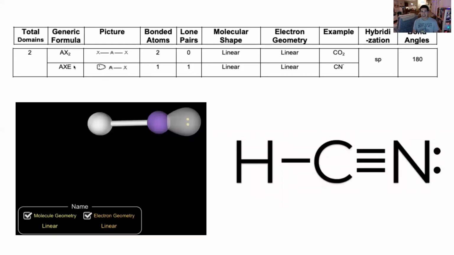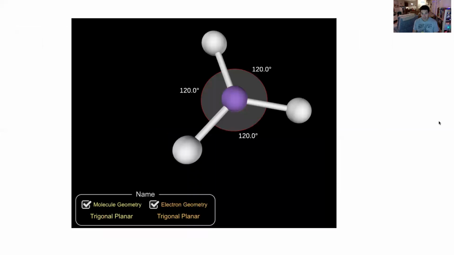All right, and the AXE, if we look at the nitrogen, the nitrogen would have the notation AXE, right, a bonding atom and a lone pair. All right, it is also linear, nothing really different happening there. So two domains, pretty simple, lines.